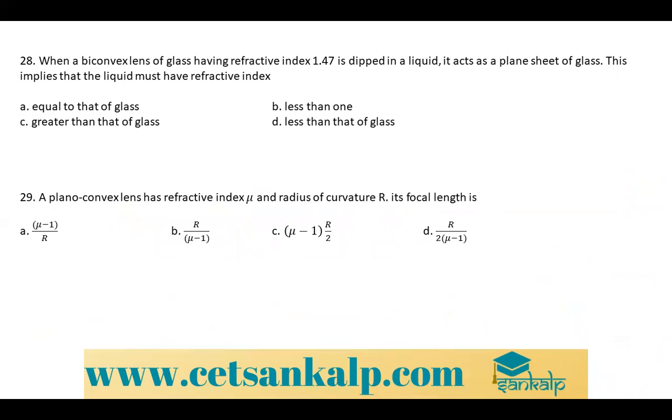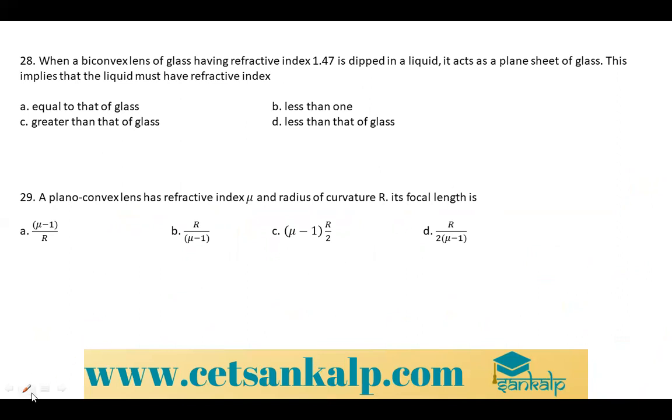When a biconvex lens of glass having refractive index 1.47 is dipped in a liquid, it acts as a plain sheet of glass. This implies that the liquid must have refractive index. Okay, you have the formula.